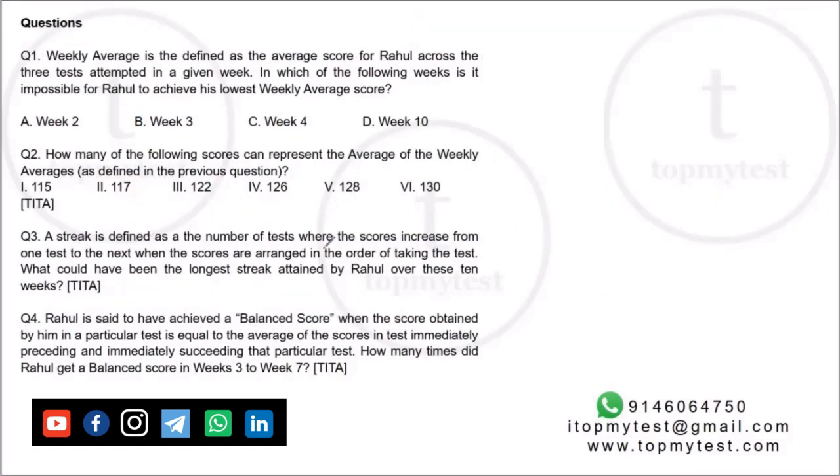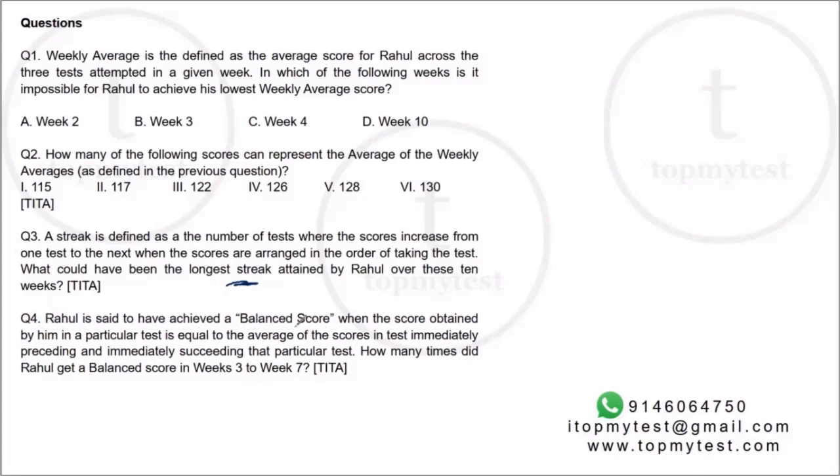Third one says a streak is defined as a number of tests where score increases when compared to the previous one. Okay, this does not require calculation. And fourth says Rahul is said to have a balanced score when the score obtained is equal to the average of the test scores in the test immediately preceding and immediately succeeding that test. Okay, so this also does not require a lot of calculation. So we can first try 3 and 4, and then because you have to calculate averages, we can try first and second. So let's start with third and fourth, and then go to questions 1 and 2.